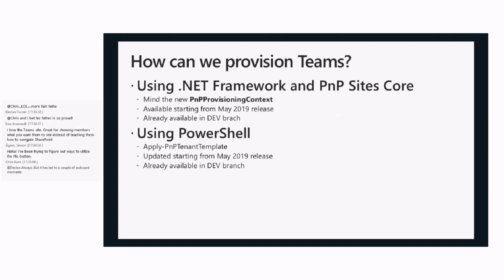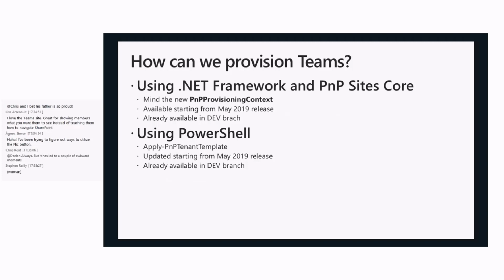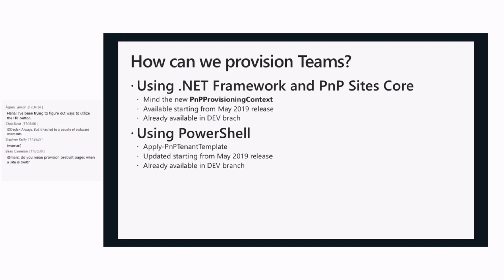And how can you use these functionalities? Well, of course, as you can do nowadays with the other functionalities of the provisioning engine, you can use .NET Framework and the PnP Site Core library. And in order to do that, you will need to adhere to some special requirements and use some new types that we introduced for the sake of having support for OAuth access tokens in doing the provisioning of a team. Or you can use PowerShell.